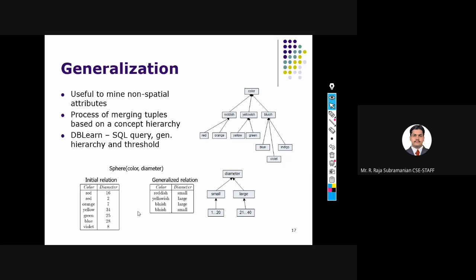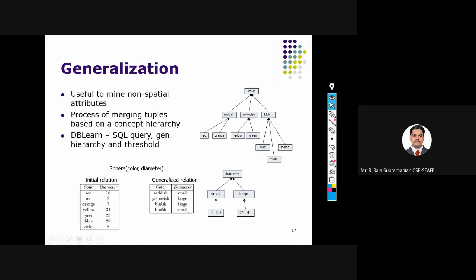But if it is a non-spatial data set, having some two-dimensional criteria, then what will happen? Your data set will be like some color and diameters, and those colors and diameters can be grouped into other things like color.